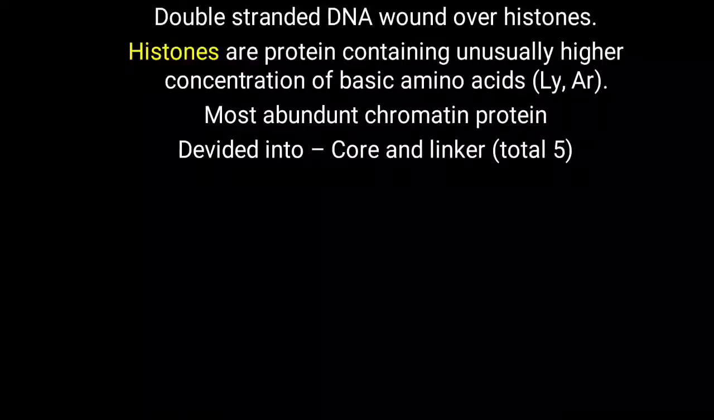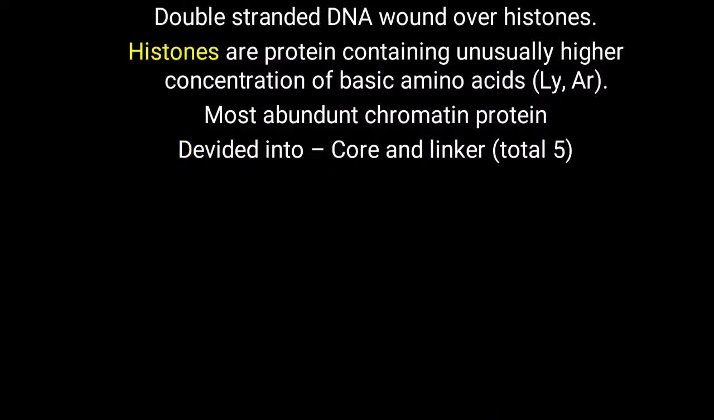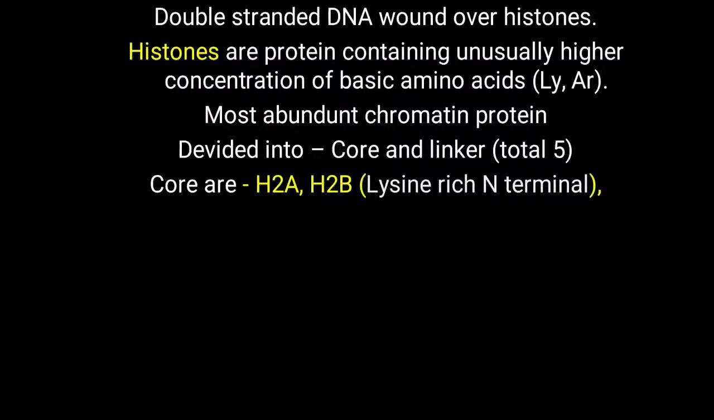To understand easily, histone is divided into two categories: core histone protein and linker histone protein. There are a total of 4 core histones and 1 linker histone protein. The core histones H2A and H2B contain a lysine rich N-terminal, so on the N-terminal side lysine is found, and H3 and H4 are the arginine rich histones.